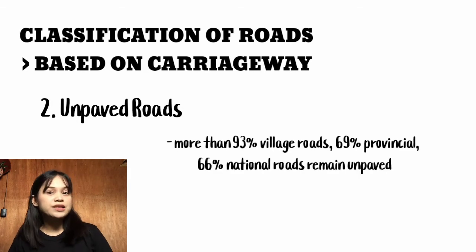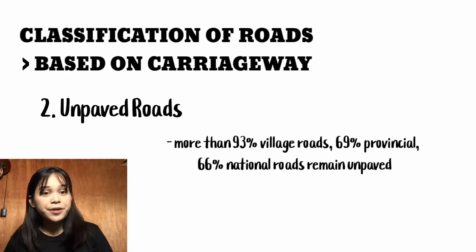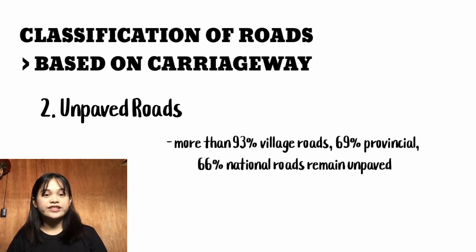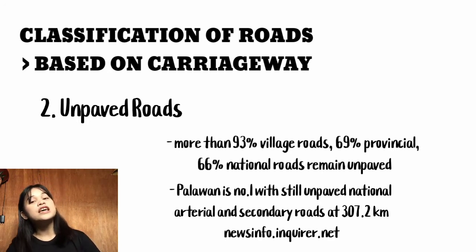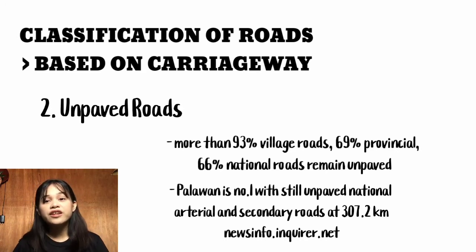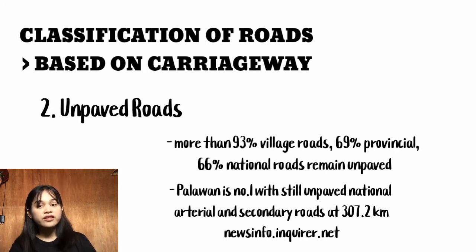More than 93% of barangay or village roads nationwide and nearly 69% and 66% respectively of provincial and national roads remain unpaved here in the Philippines according to newsinfo.inquirer.net. Palawan is also number 1 on the Department of Public Works and Highways or DPWH list of provinces nationwide with still unpaved national arterial and secondary roads at 307.2 kilometers.